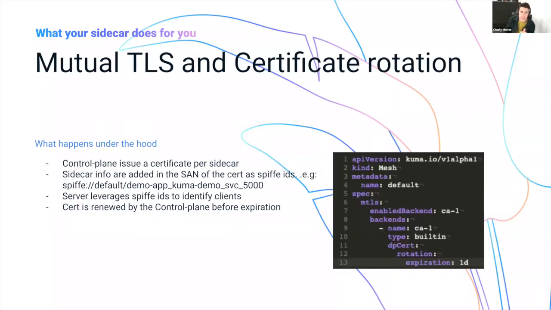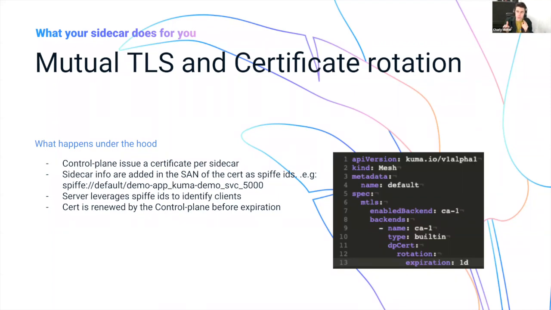So the very first example is mutual TLS and certificate rotation. Whenever you configure Kuma to use MTLS, what you'll end up doing is this: you enable the backend that's called CA1, and then you define this backend. This backend has got a name, CA1, as I just said, and we're using the built-in backend in that case.